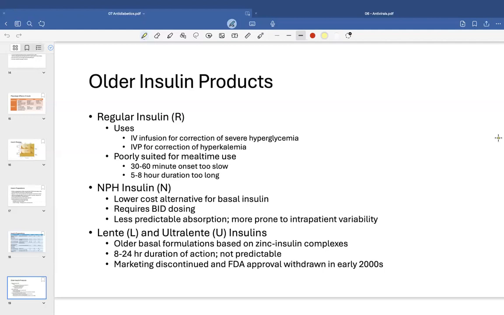What it is good for, though, is if you have someone coming in emergently with severe hyperglycemia. Your DKA patients, basically, we're using regular insulin, full stop, either as a bolus or more commonly as an IV drip. We also use it for correction of hyperkalemia.